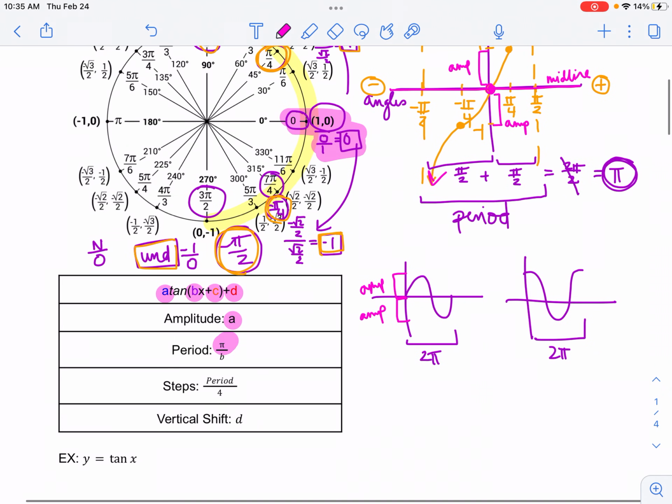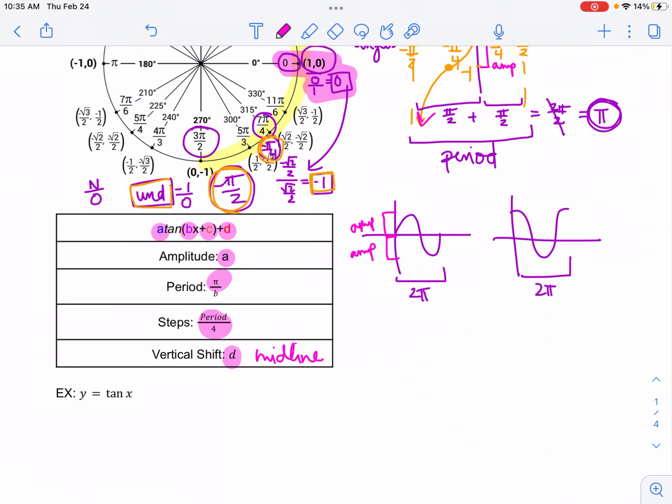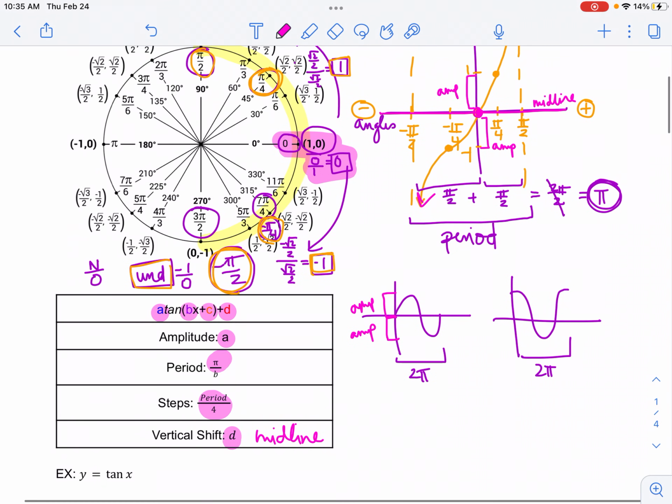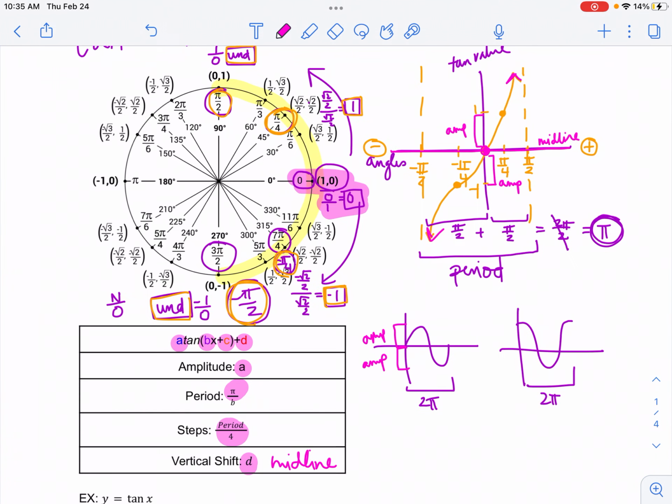The steps are also going to be period divided by 4, just like sine and cosine. It'll be a little different when you put it on the coordinate plane, but we'll see an example of that. And then the vertical shift is the same thing as your midline, just like sine and cosine, and it's also just going to be D like before. So there are little changes here and there, but still very similar to sine and cosine. That's our basic understanding of the standard form of tangent.